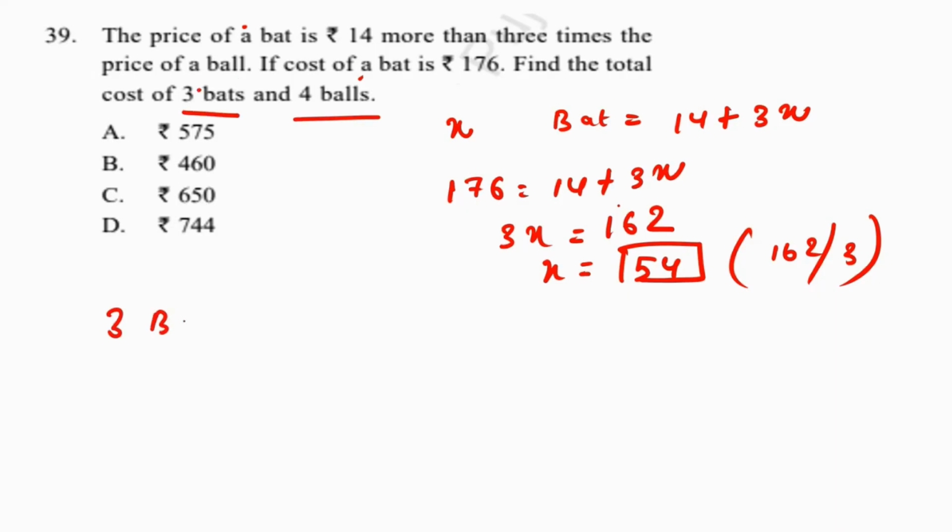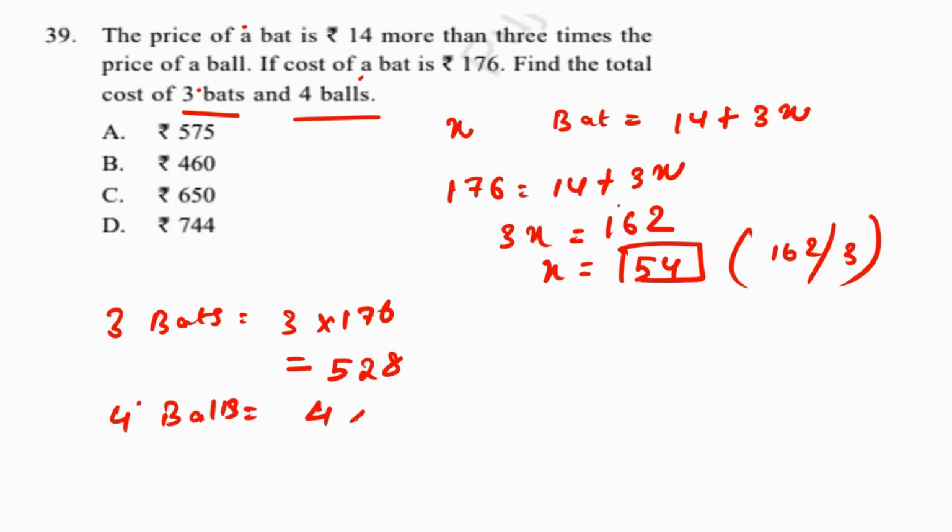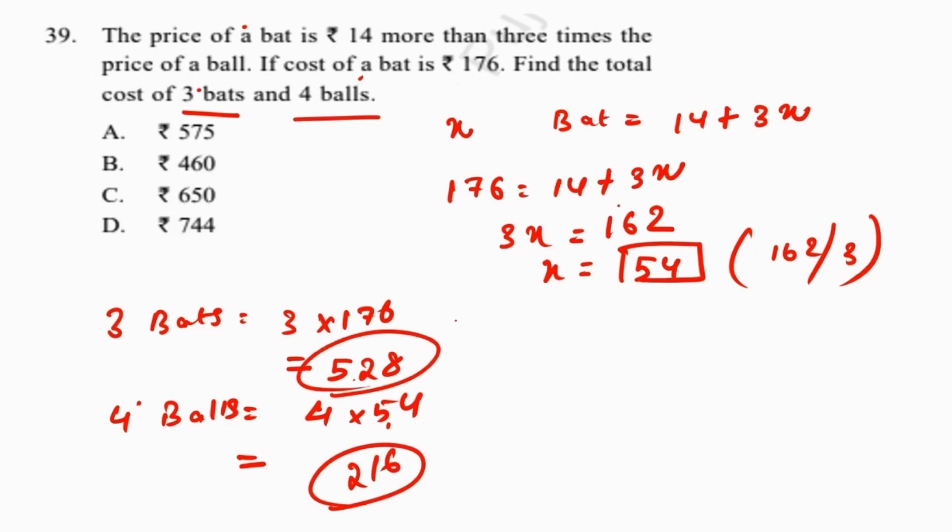3 bats would be 3 times 176, which is equal to 528. Whereas 4 balls would be 4 times 54, which we just now found out to be the price. 4 times 54 is 216. So the total cost is the sum of these two numbers, which is 744. Option D is the answer.